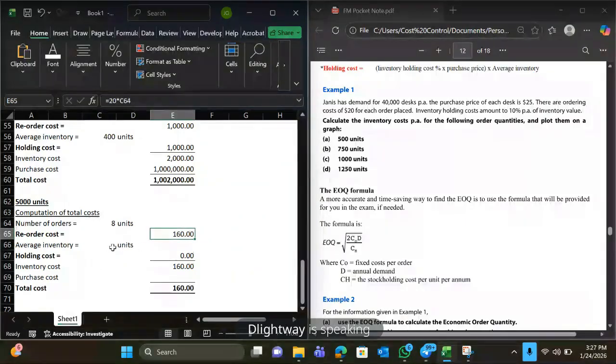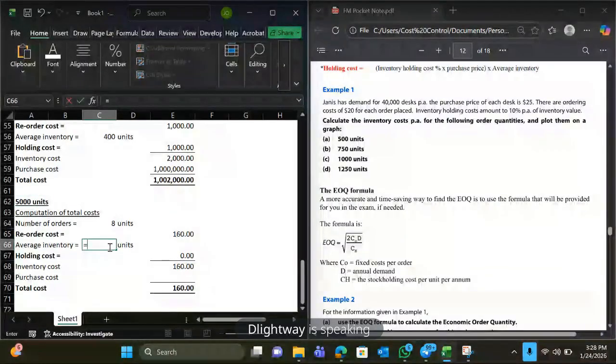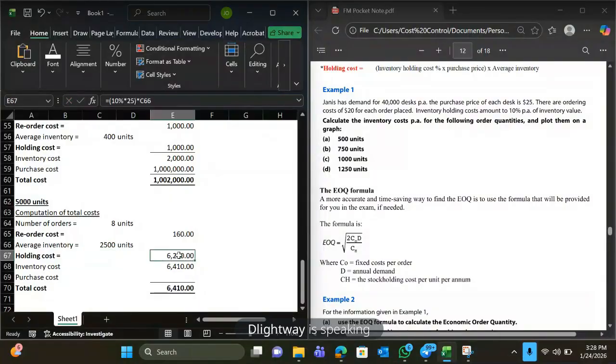So our average inventory is simply our order quantity divided by 2. And what's our order quantity? Our order quantity is 5,000 units. So it's going to be 5,000 divided by 2, since we are treating average. So we have 2,500. And automatically our holding cost will be 10% from our question.